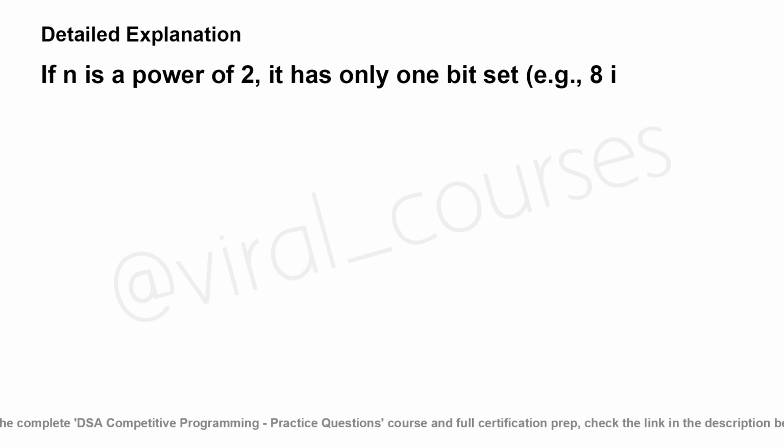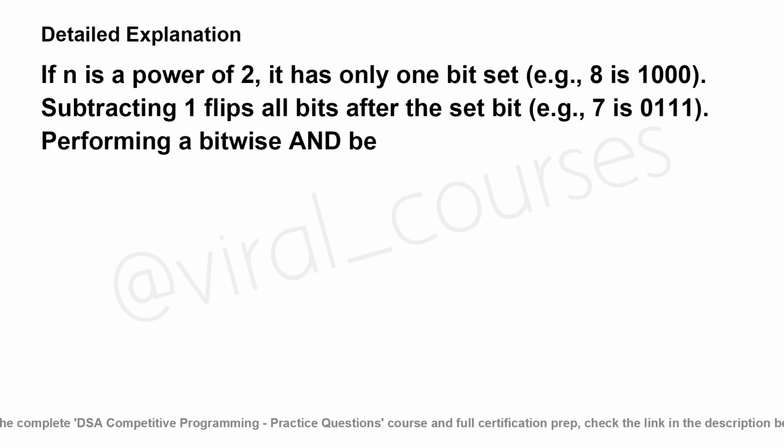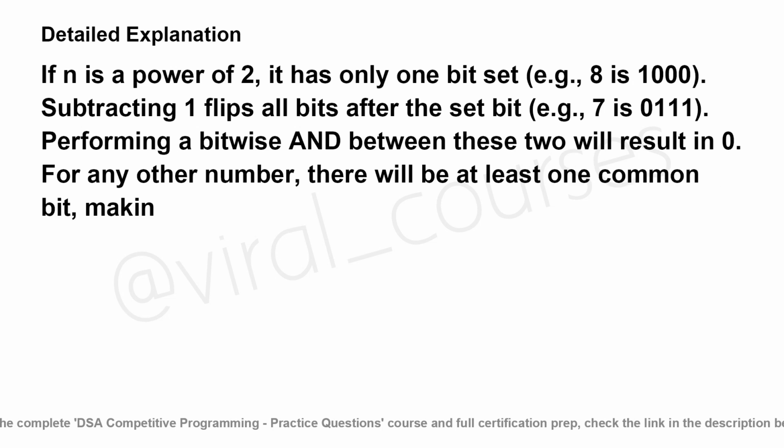If n is a power of 2, it has only one bit set, e.g., 8 is 1000. Subtracting 1 flips all bits after the set bit, e.g., 7 is 0111. Performing a bitwise AND between these two will result in 0. For any other number, there will be at least one common bit, making the result non-zero.